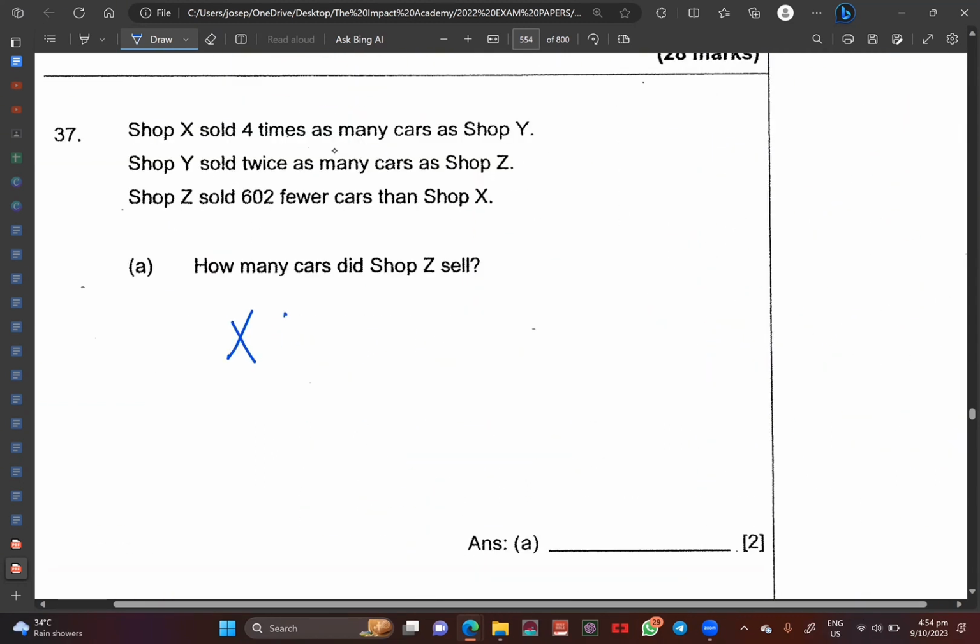So short x sewed 4 times. So we are going to say short x is 1, 2, 3, 4.